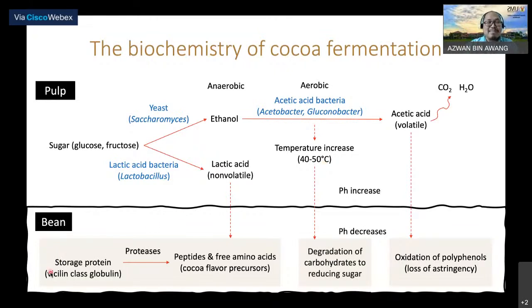The important part is that the storage proteins in beans will be degraded into peptides and free amino acids by the activity of protease. These are the cocoa flavor precursors. Also, we have degradation of carbohydrate to reducing sugars. These reducing sugars, peptides and free amino acids will later react under Maillard reactions and produce cocoa flavors. And also we have oxidation of polyphenols, whereby they will reduce the astringency. Okay, rasa kelat. Right.